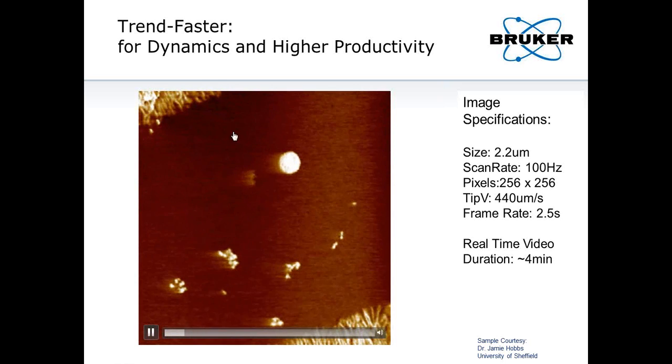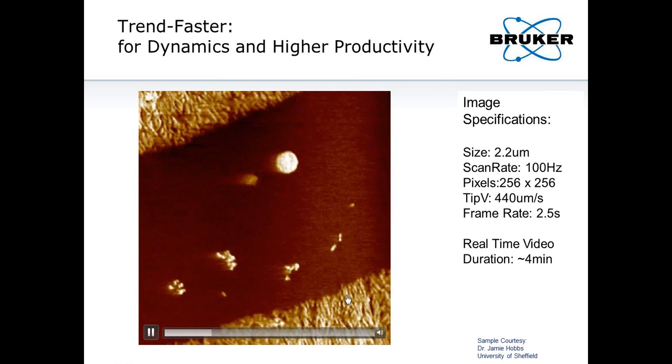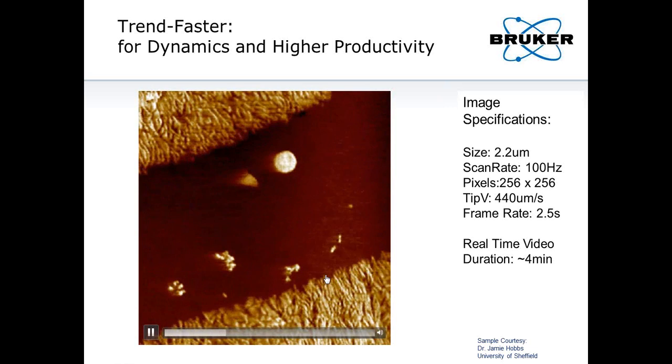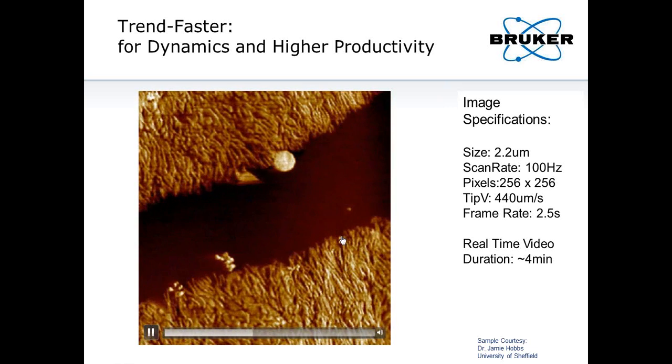So you can see the two fronts of this polymer: when it melts, how it crystallizes, and how the growth front moves. And it hits a defect. It goes around here.